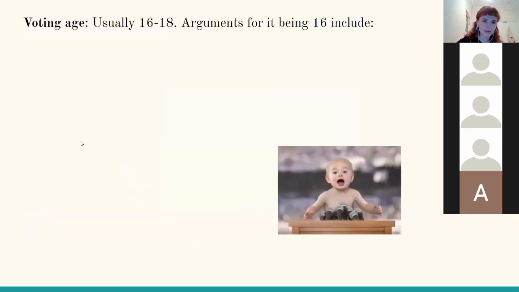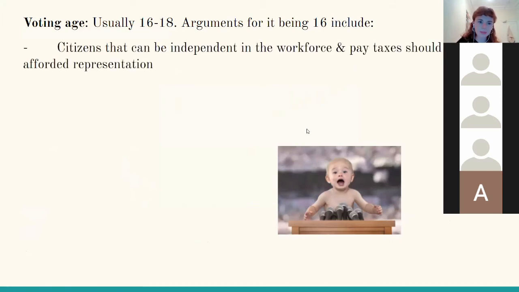Then you also have stuff about the voting age. In most countries this is 16 to 18. There's some arguments for lowering the voting age. Usually in the debate will be like this House would lower the voting age to 16 or 15 or 14. Some arguments could be citizens can be independent in the workforce and pay taxes. They should be afforded representation. Like 16-year-olds do pay tax, they pay VAT, and they can work.